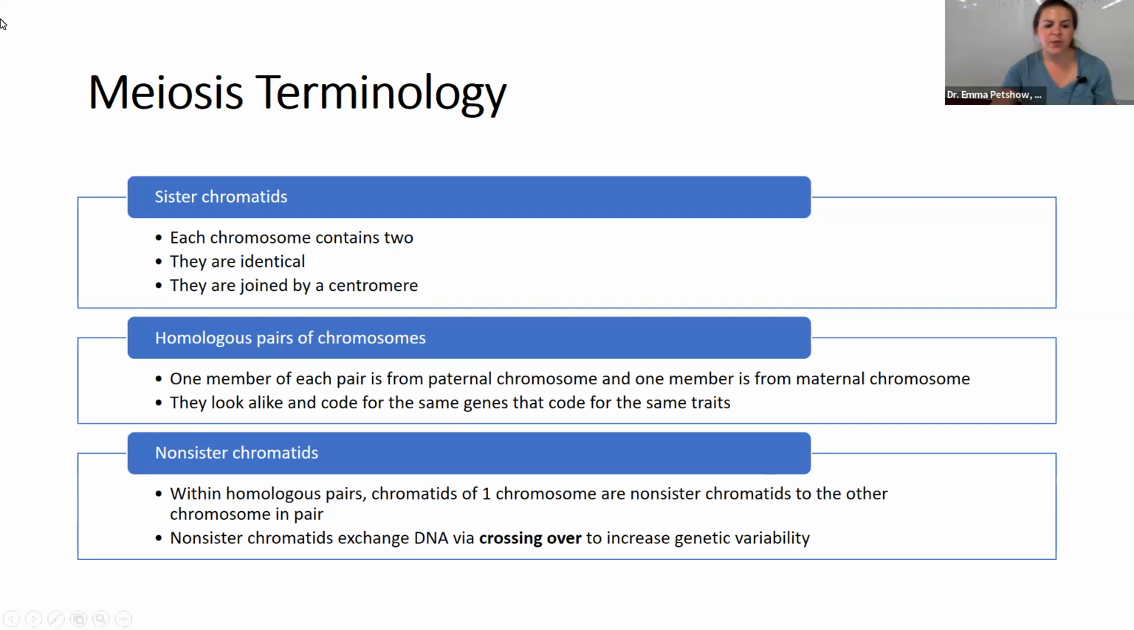Homologous pairs of chromosomes, 1 member of each pair is from a paternal chromosome, 1 from the maternal chromosome. They look alike, meaning that they code for the same genes, the same traits, but they won't be identical unless you had 2 identical twins mating, which would be unfortunate. But they will not be identical. They will be close, though, in that they will match the same type of chromosome, the same type of gene: chromosome 1 and chromosome 1, chromosome 21 and chromosome 21. Those will be homologous pairs, 1 from the maternal line, 1 from the paternal.